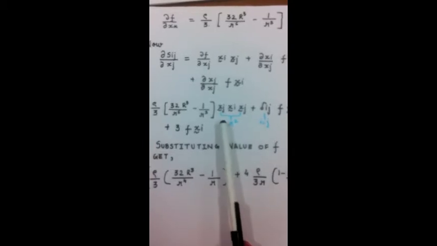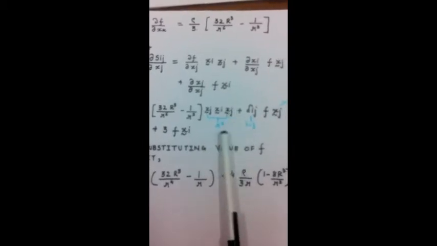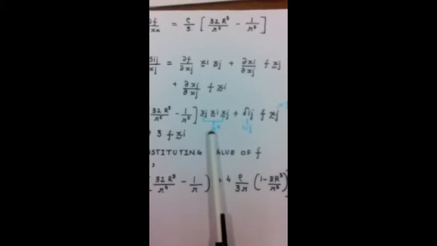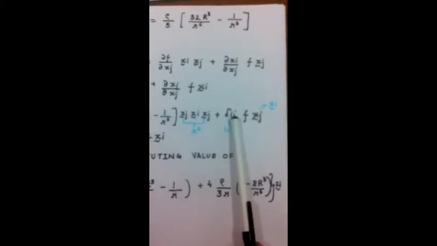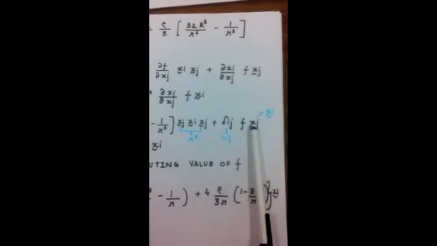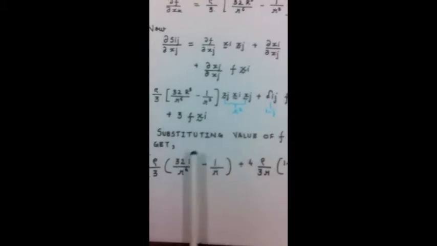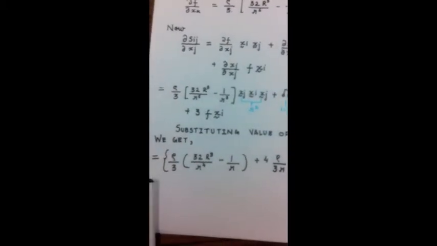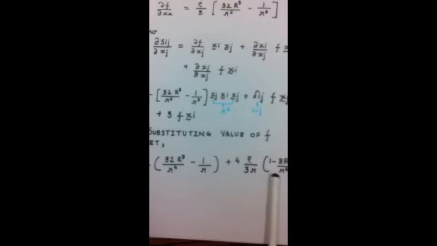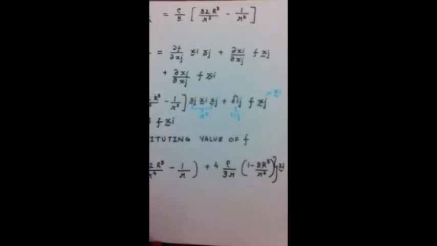Now we can simplify because we know xj times xj is equal to r squared. We also know that with our delta ij, i is equal to j, and this xj becomes an xi. And then substituting and simplifying, we get the following for the partial derivative of Sij with respect to xj.